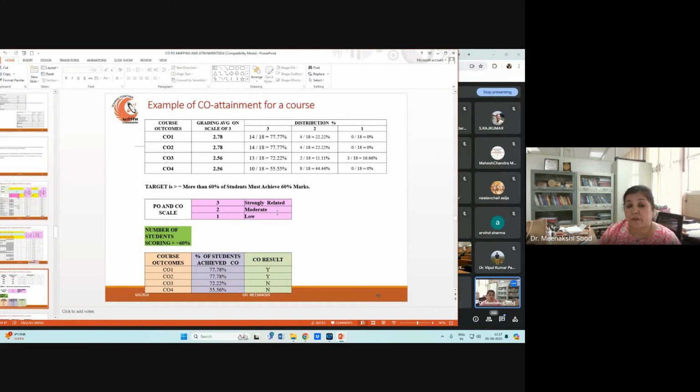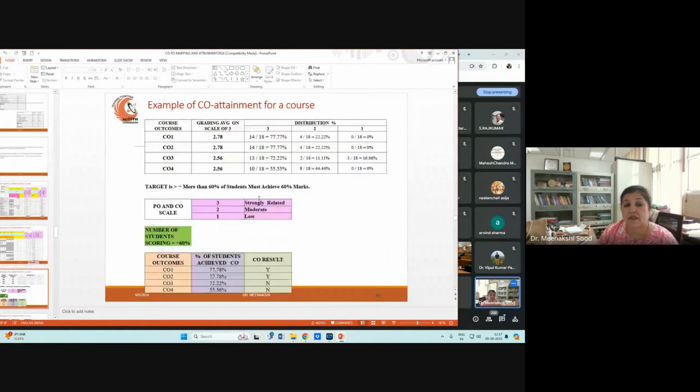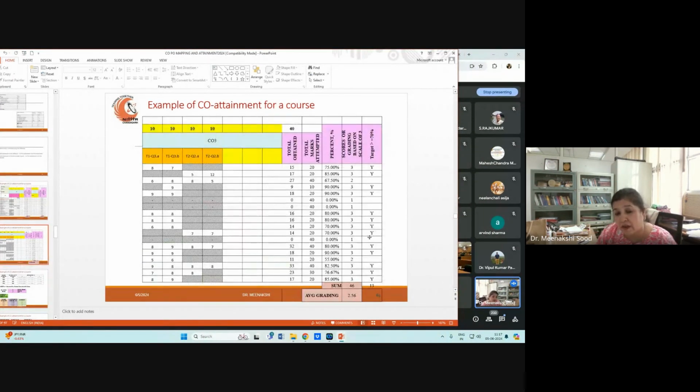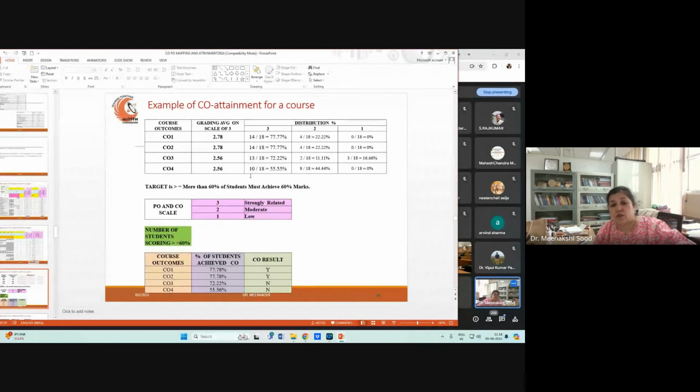Now if you see from these figures, for CO1 the average value is 2.78, 2.78, 2.56, 2.56. So we are getting 2.56, okay, not CO1, it is CO2. CO1 is here. This one is not covered. Here it is 2.78, 2.78, and then this must be CO4. So now you can calculate: 60% of students are getting more than 70%, so I will say that my CO1 has been attained.